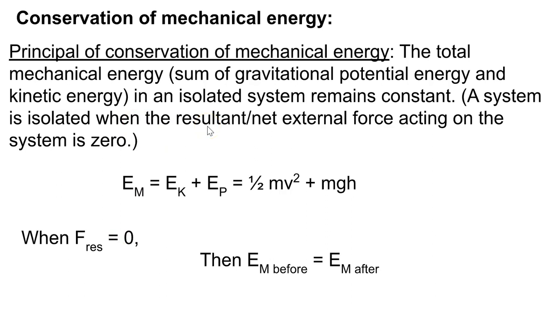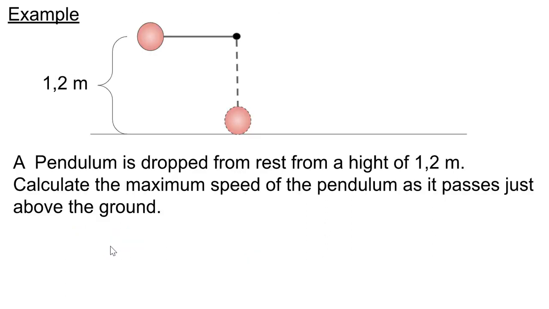When there is no resultant force acting on the system, then the mechanical energy is always this. But the principle of conservation of energy, where the mechanical energy before a certain situation is equal to the mechanical energy a bit later, is only true when I don't have any resultant force acting on the system. Now let's quickly look at an example.